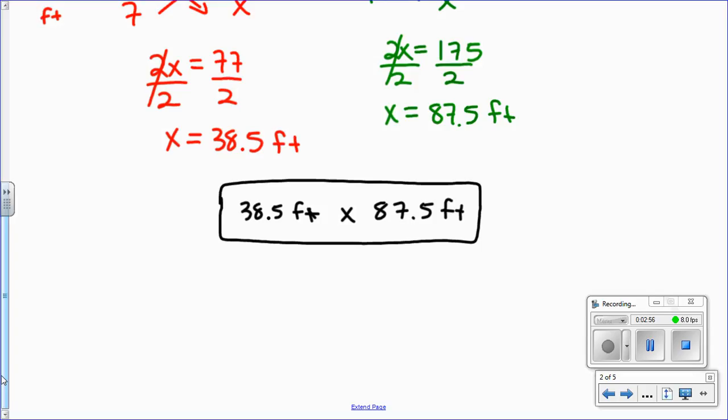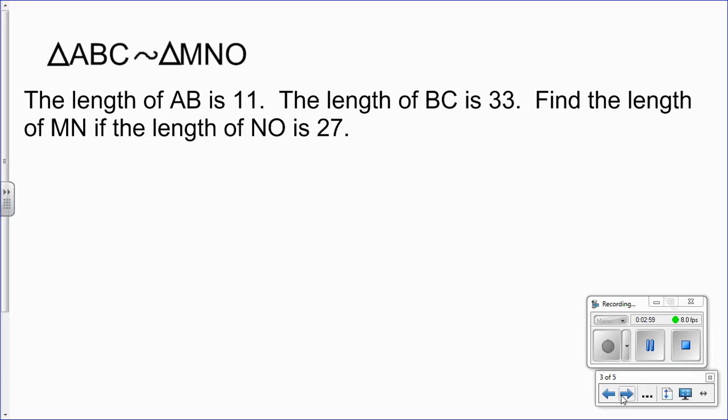Okay, let's look at another one. So this starts off by saying triangle ABC is similar to triangle MNO. Then I'm given the length of AB is 11, the length of BC is 33. Find the length of MN if the length of NO is 27. So we need to draw a picture here. Don't worry about drawing these to scale, just draw 2 triangles that look similar.